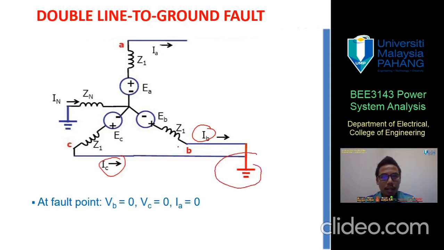When this kind of situation happens, when both phases are grounded, it means VB equal to 0 and also VC equal to 0. And the other part is IA equal to 0. So this IA equal to 0 is the next clue for this double line to ground.